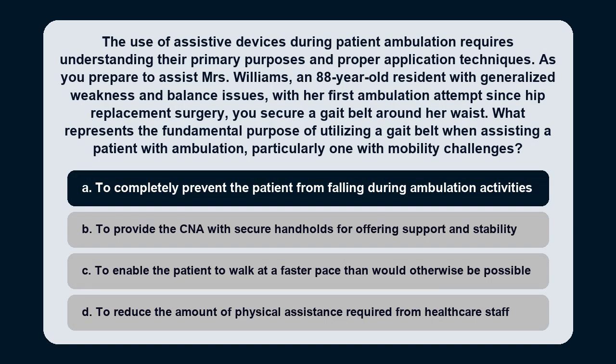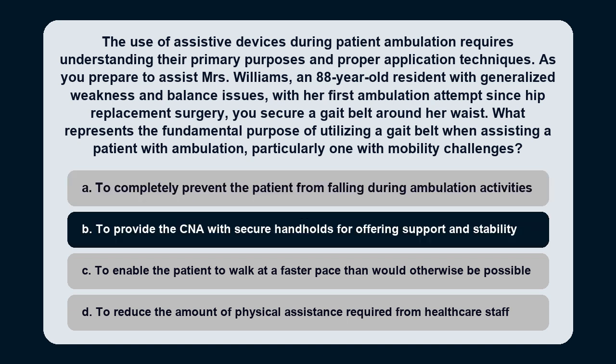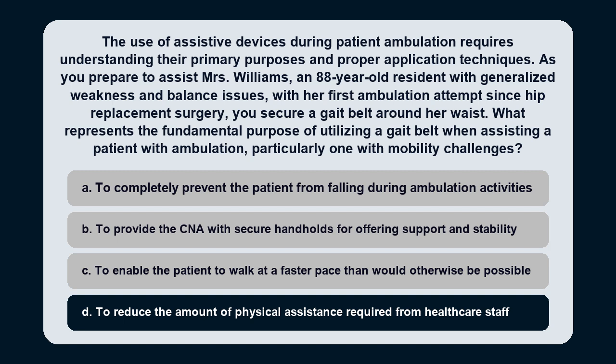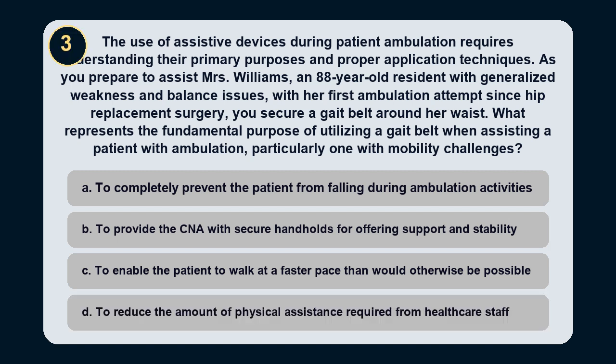Option A. To completely prevent the patient from falling during ambulation activities. Option B. To provide the CNA with secure handholds for offering support and stability. Option C. To enable the patient to walk at a faster pace than would otherwise be possible. Option D. To reduce the amount of physical assistance required from healthcare staff.